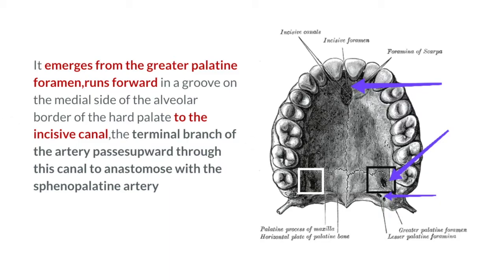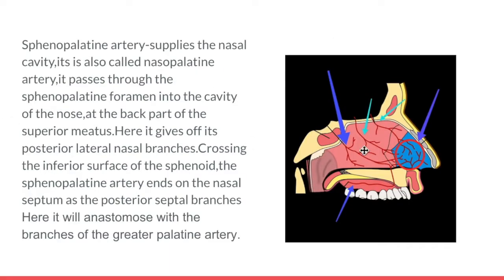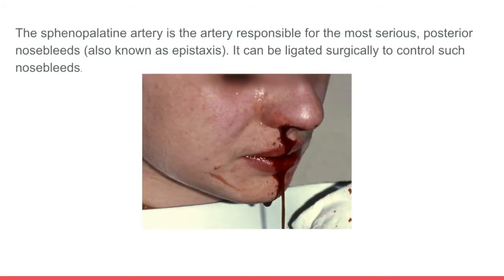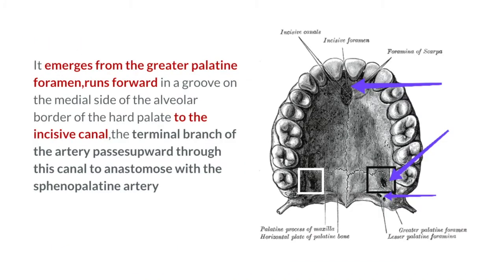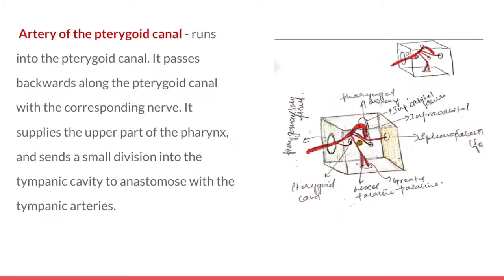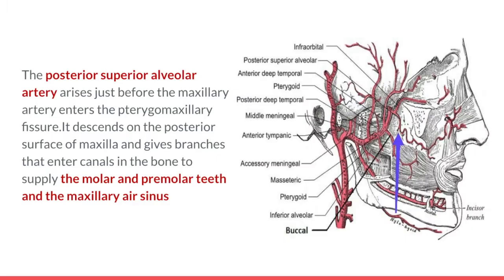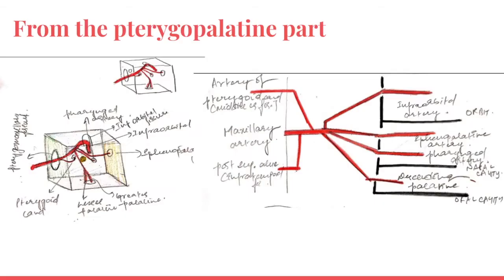So this is something we've already seen. The posterior septal branches of the sphenopalatine, they anastomose with the branches of the greater palatine. Okay, so with this we actually complete all of the arteries in the pterygopalatine region as well. It's actually a bit tricky to remember all of these, but I suggest you completely memorize this diagram. It's going to help you a lot.